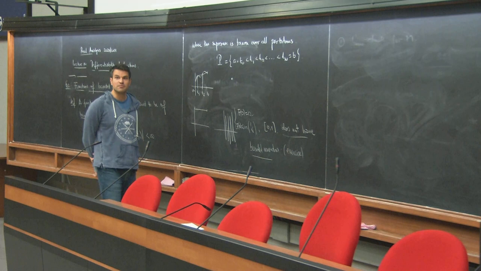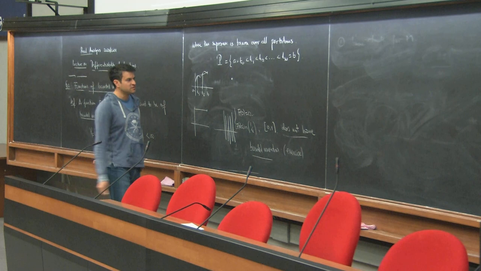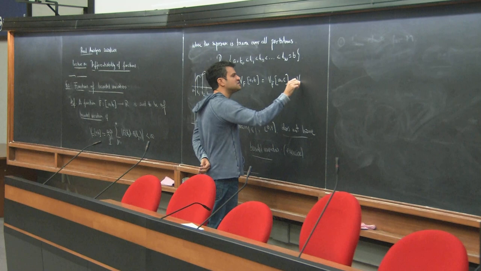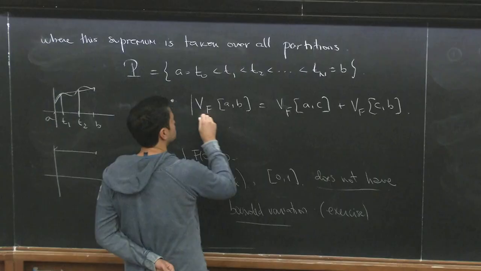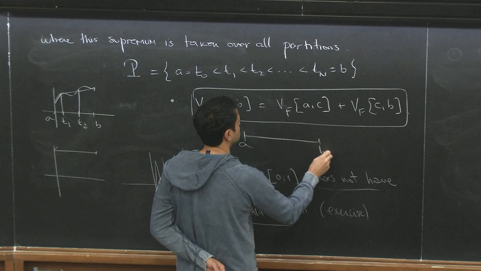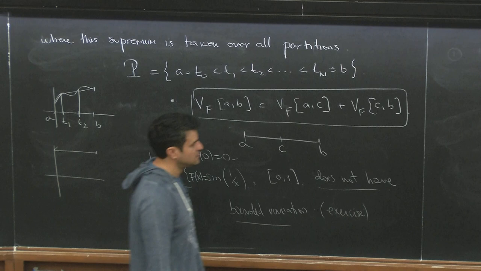Also, if you split your interval in two parts, it's clear that the variation of a function f over an interval, say, AB, is, of course, the variation of f over an interval AC plus the variation of f over the interval CB. So you can split if C is any point in between A and B.